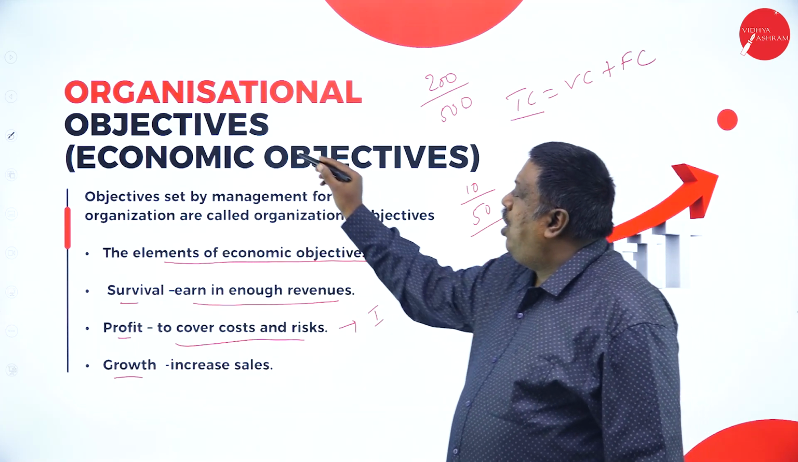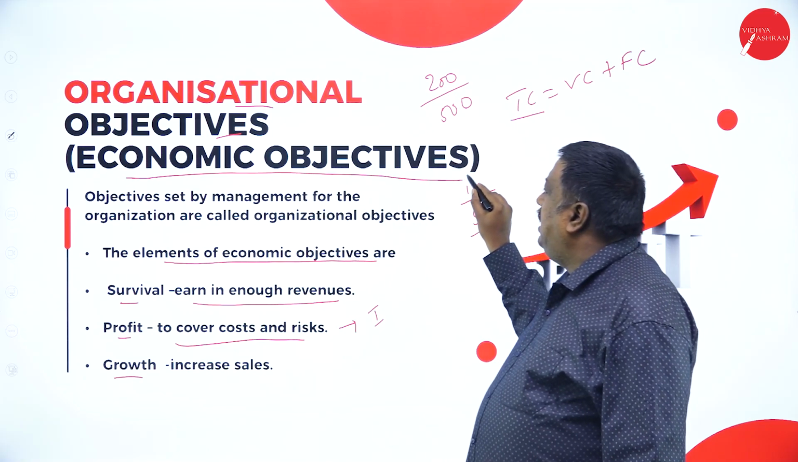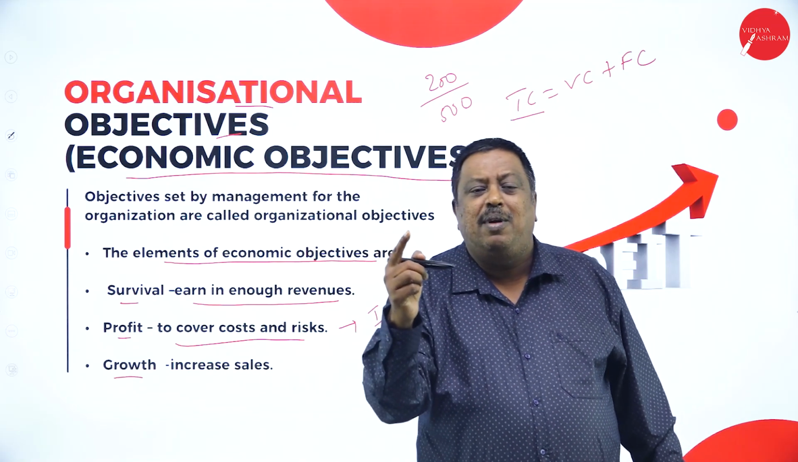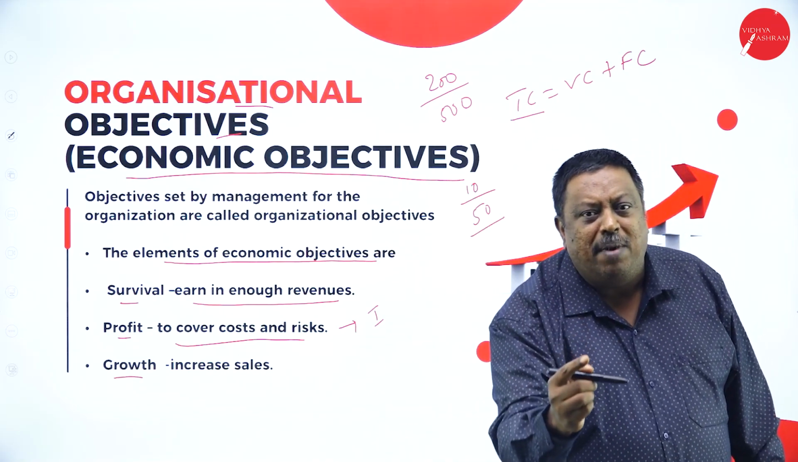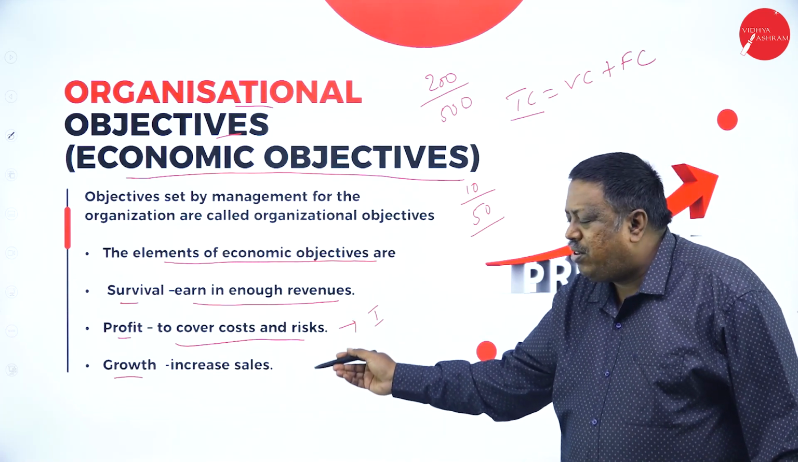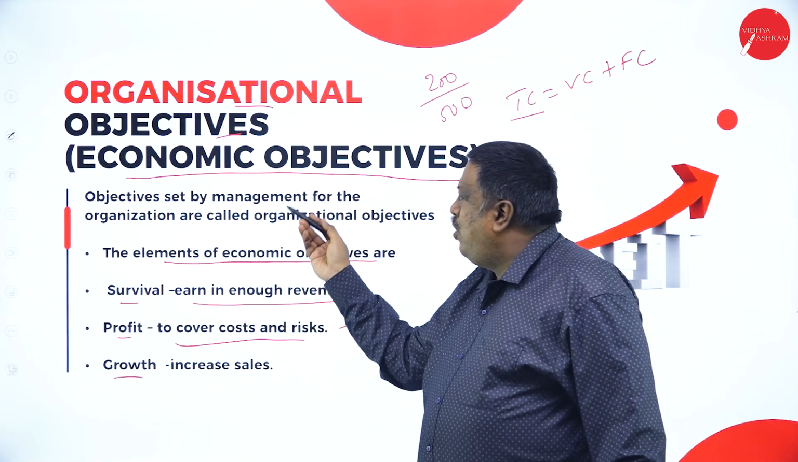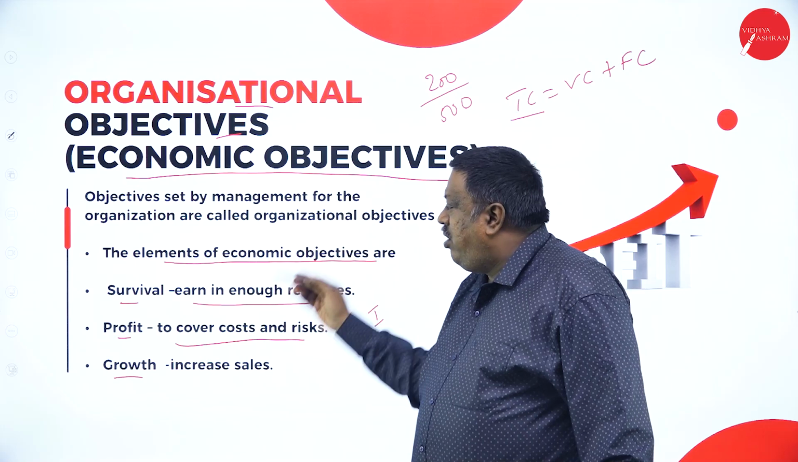So the organizational objectives are also called economic objectives. There may be a 2 marks question for you: what do you mean by economic objectives of organization? Write the same thing that we have here. The organizational objectives are nothing but economic objectives. It has 3 elements.